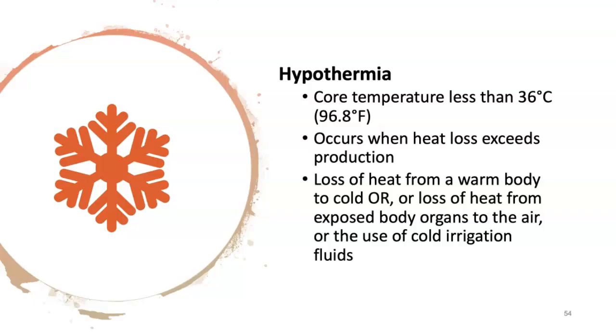So as I've said, hypothermia is a temperature under 36, heat loss exceeds production, and I've already provided the examples of why that could be happening. Now, individuals who have an increased risk of hypothermia are the elderly, and also little ones less than 2 years of age or neonates, long surgical procedures, or prolonged anesthetic administration.